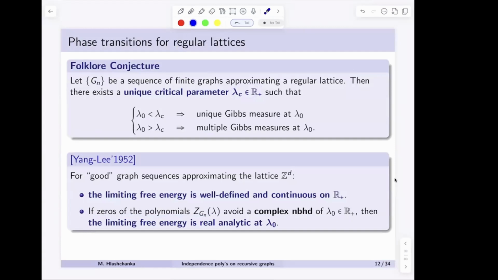So for that reason, in the second half of the talk, what we'll be interested in is understanding the locus of zeros of the independence polynomial for some sequences of graphs. Any questions about this?